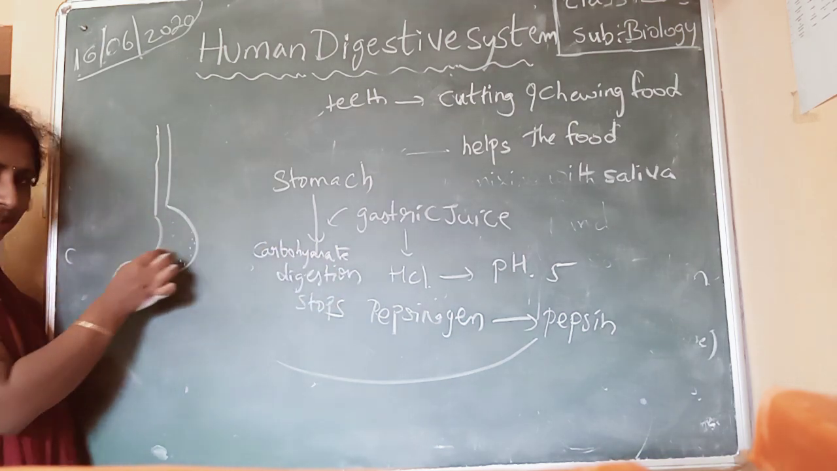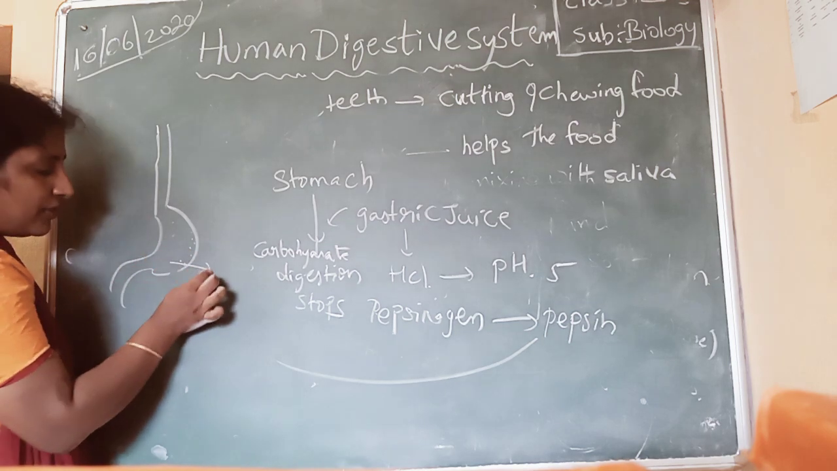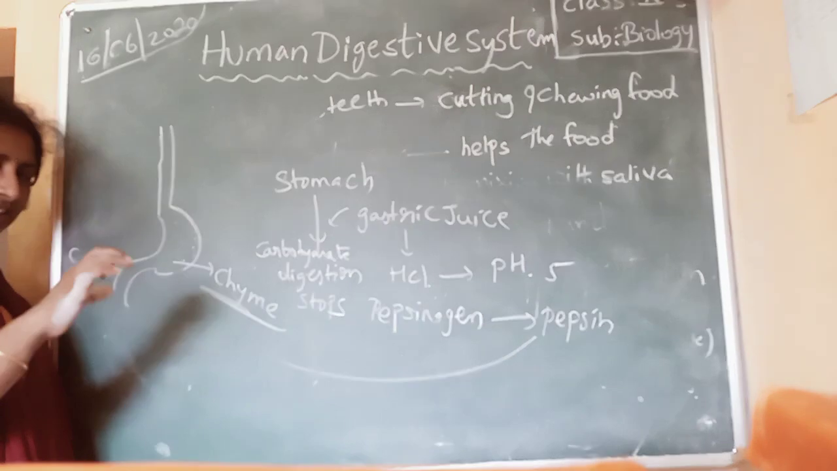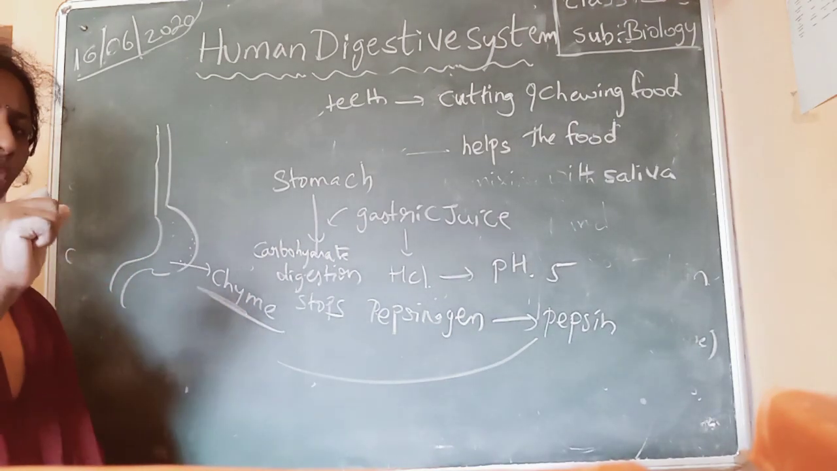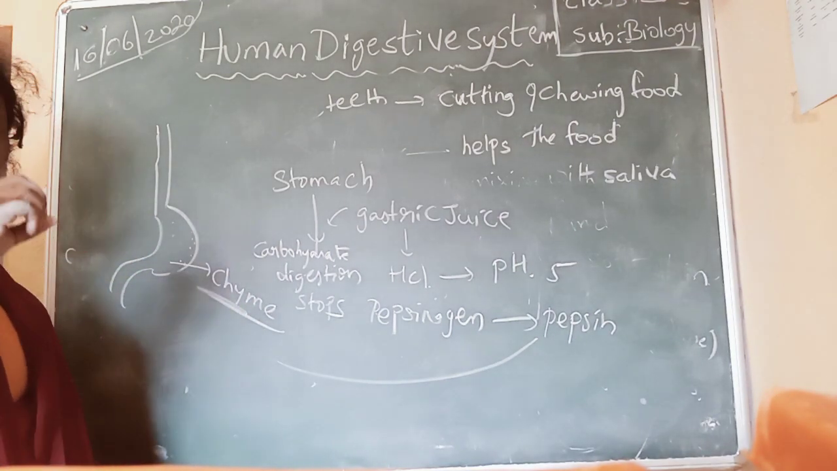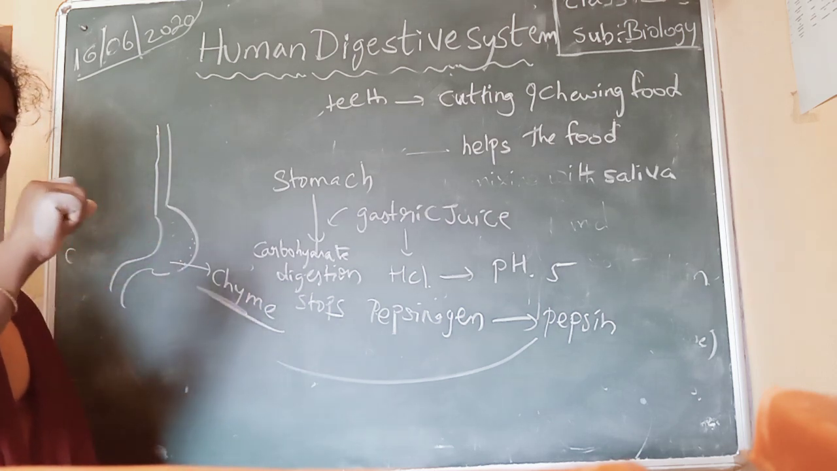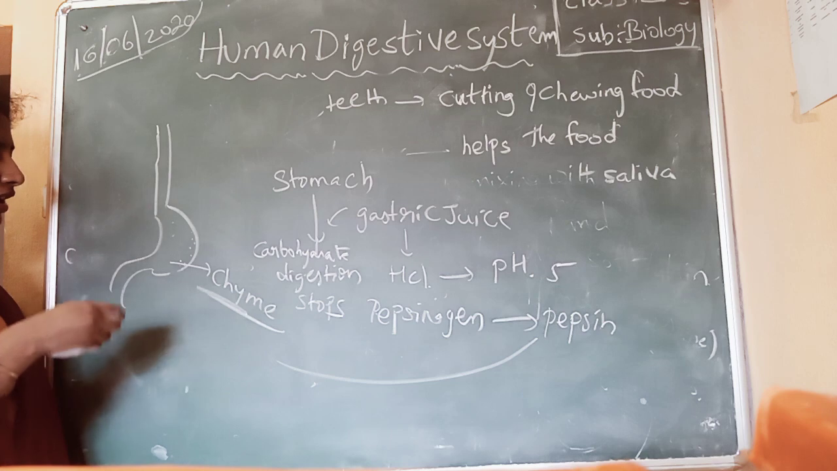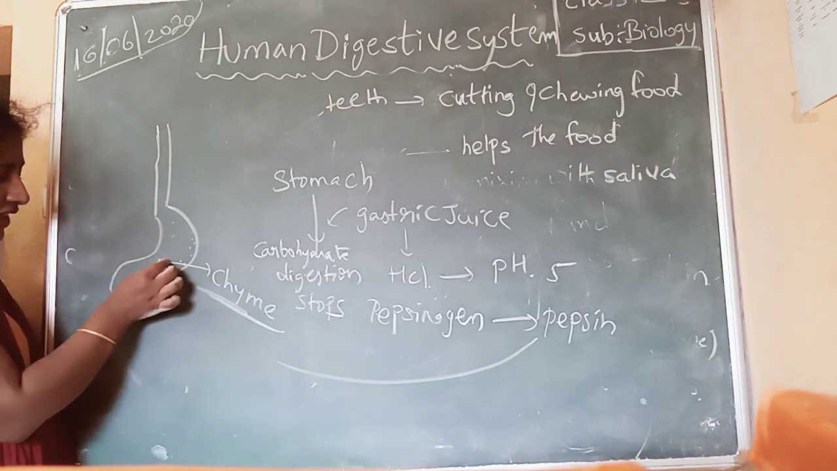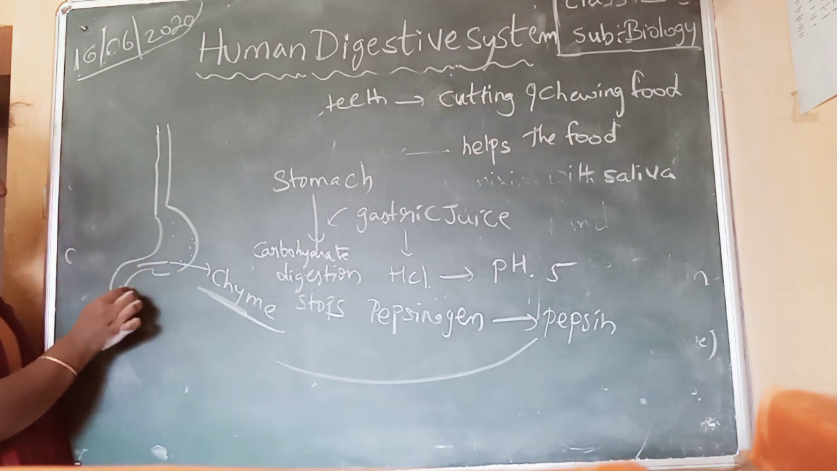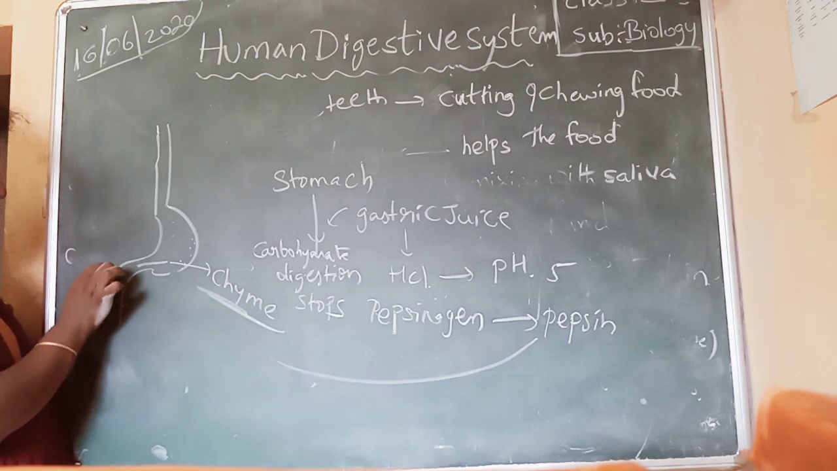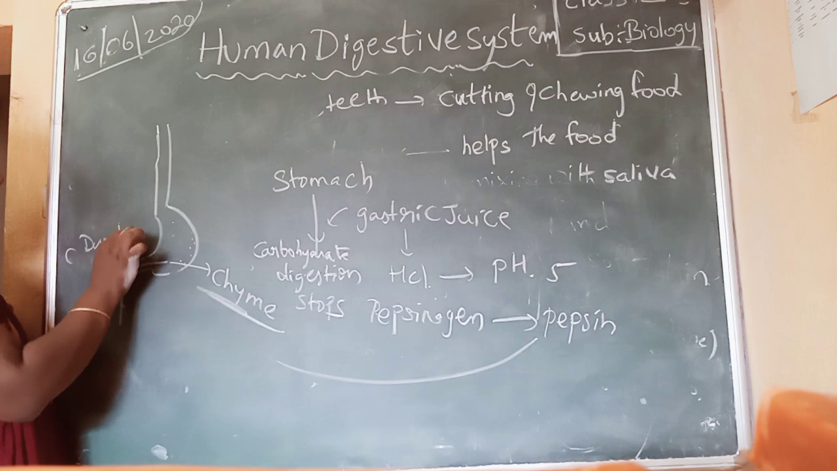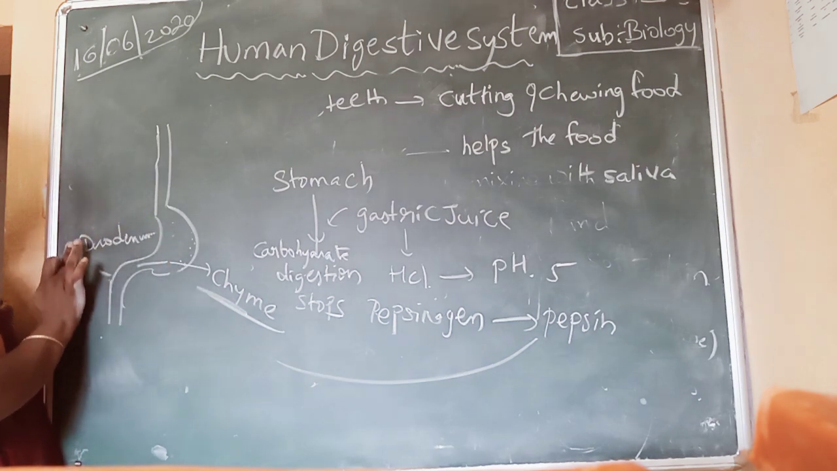Now the food has been digested here, and that food is called chyme. It has become very soft, slippery and very juicy. Now after this, the chyme enters into the duodenum. So this is our duodenum.